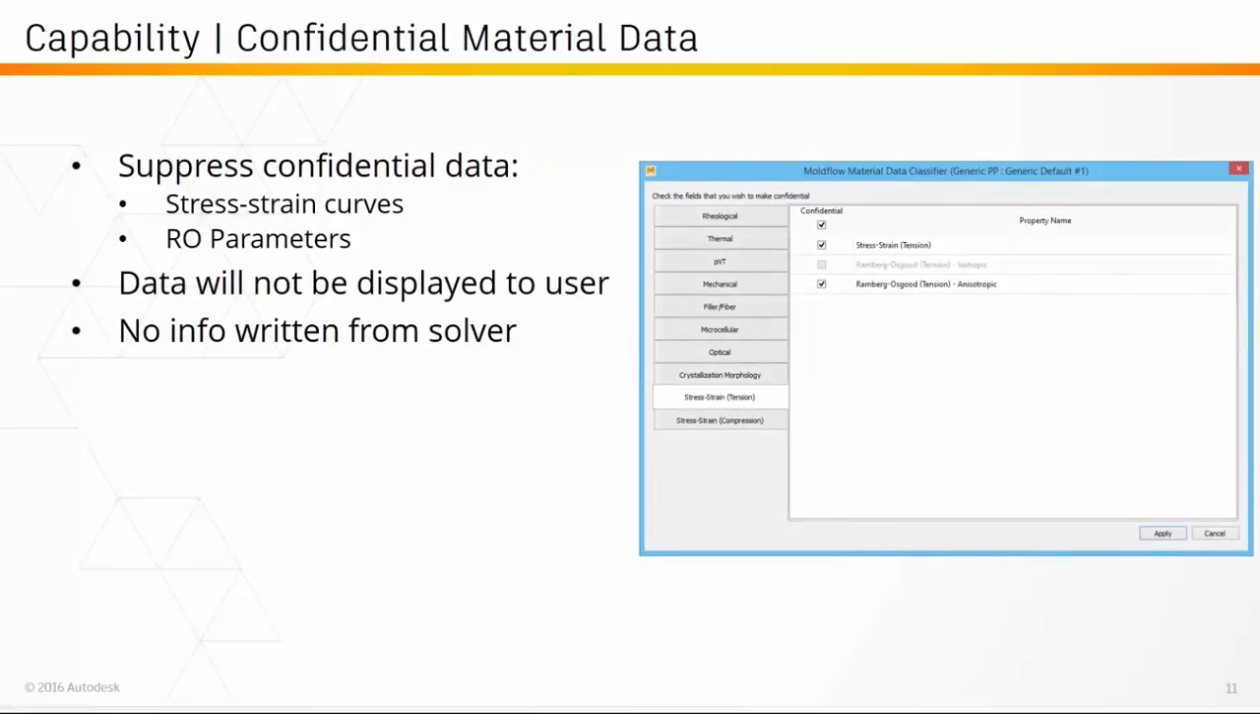We have also added some capability for confidential material data, and this has been a request for quite some time in the MoldFlow world, and this is very important when we're talking about nonlinear stress strain data. So now users can use the MoldFlow data classifier and they can suppress confidential data such as stress strain curves and also Ramberg-Osgood parameters, which are used by Helius PFA for nonlinear mechanical simulation. If those data fields are set as confidential, the data will not be displayed to the user.